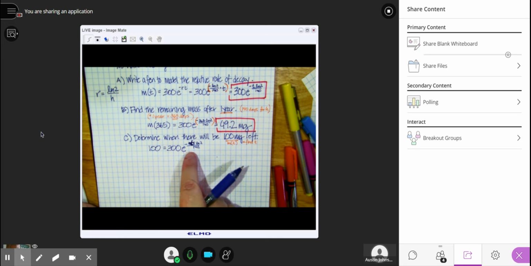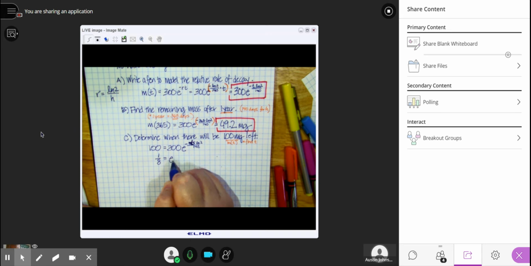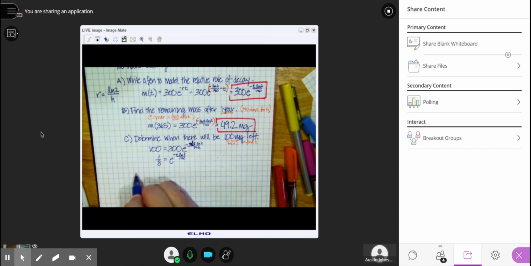Now remember, our goal is to bring this down so it's no longer in the exponent. So I need to get this e to the exponent isolated. So I'm going to divide both sides by 300. And that's going to give me 1/3 is equal to e to the negative t ln 2 over 140, taking the natural log of both sides.